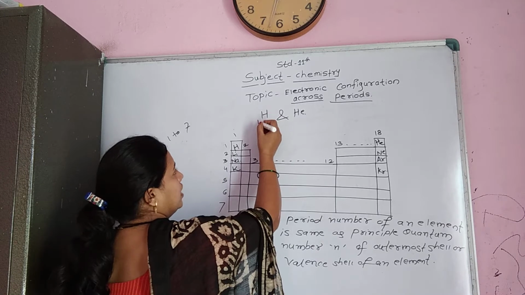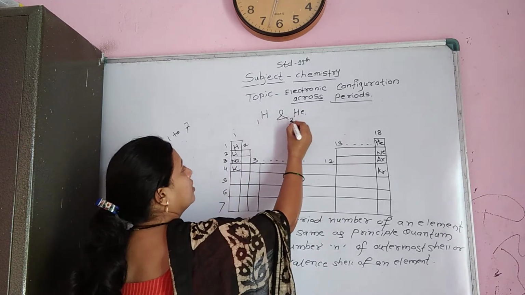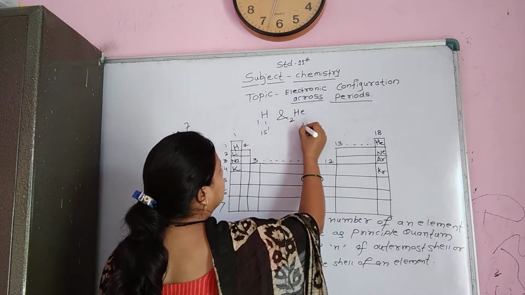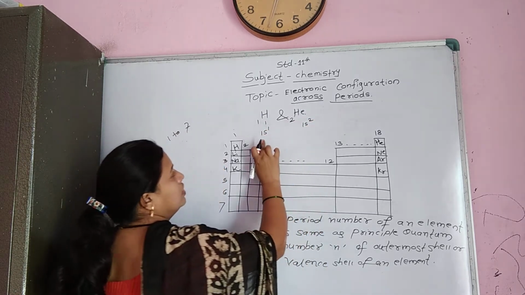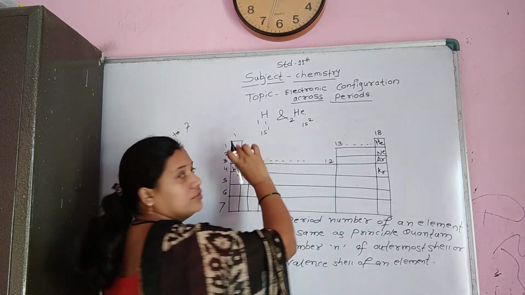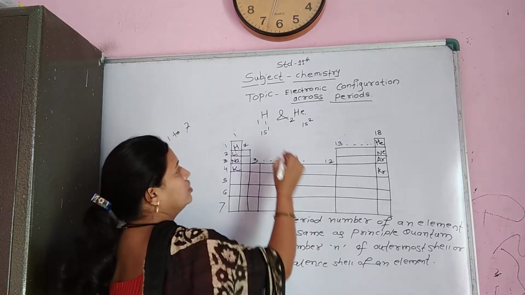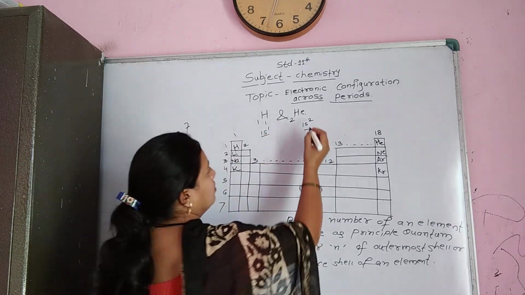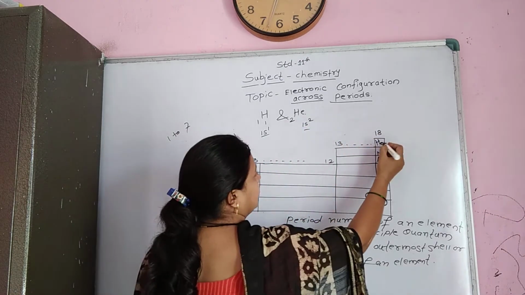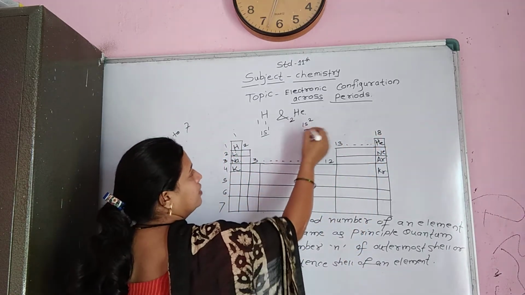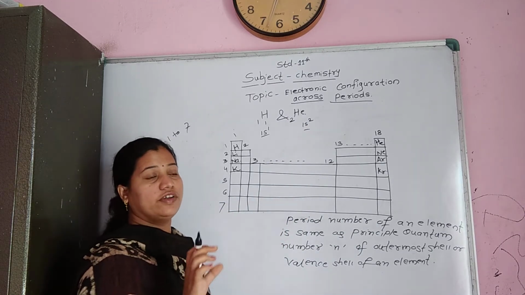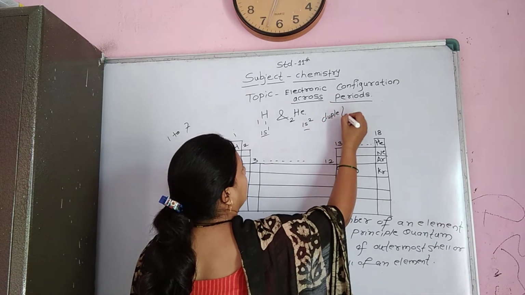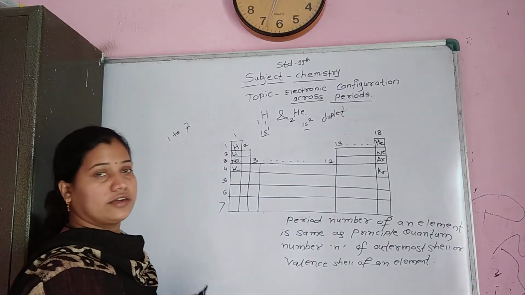Here listen, hydrogen has atomic number 1 and helium has atomic number 2. The electronic configuration of hydrogen is 1s1 and that of helium is 1s2. When we go from left to right in the first period, we observe that the first shell gets completely filled as the atomic number increases, and the period ends at helium. Helium is the inert gas and contains the complete electronic configuration, that is duplet.